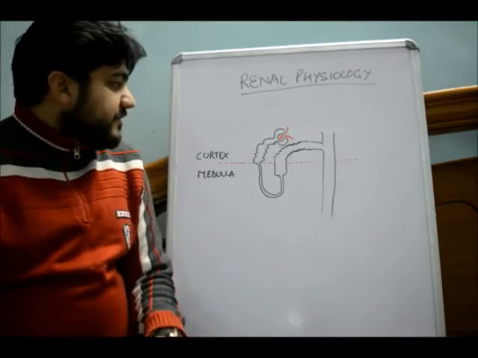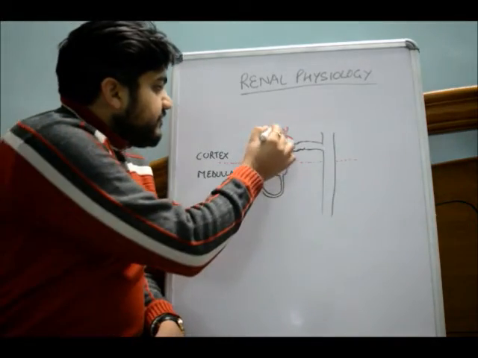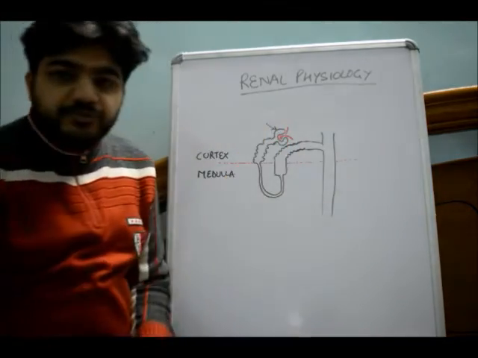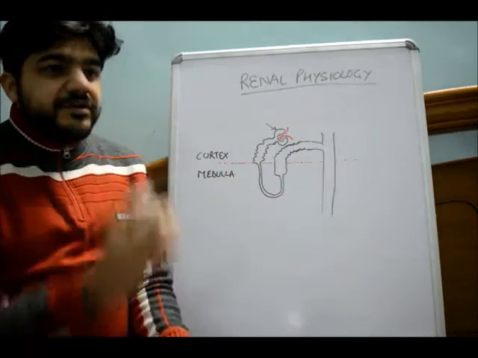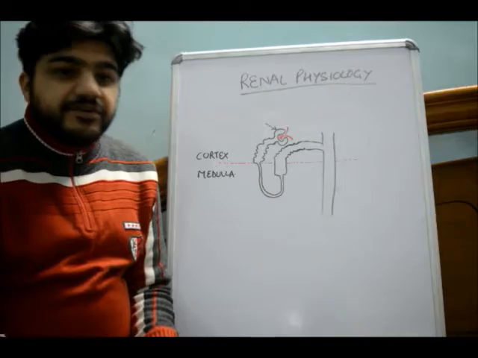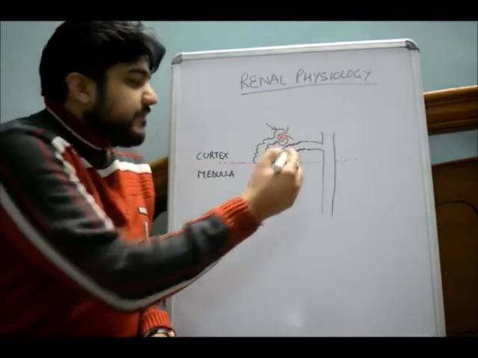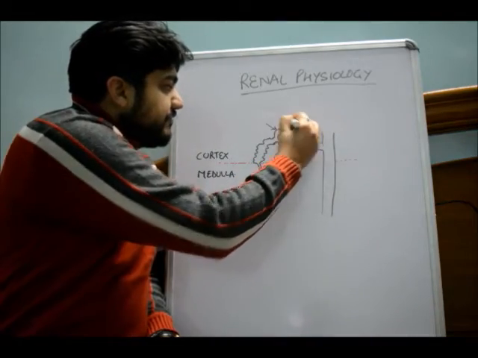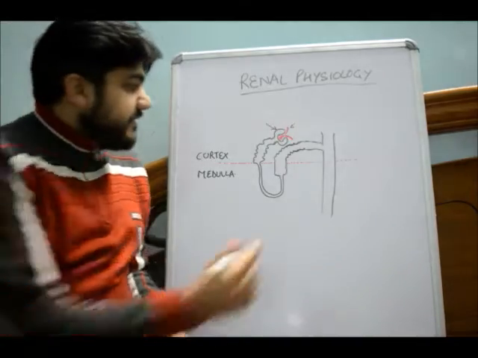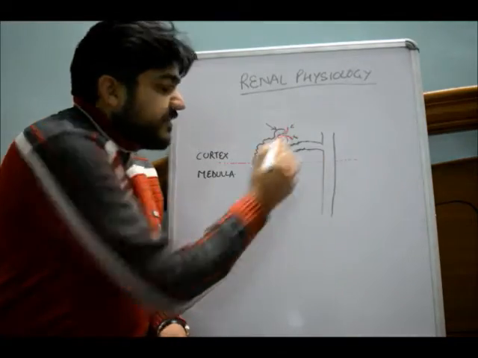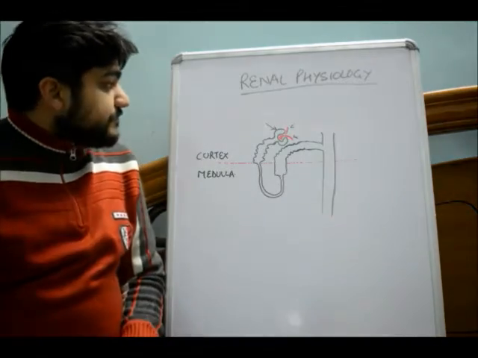To begin with, there is one Bowman's capsule over here. This structure is called a Bowman's capsule, and in it there is a tuft of capillaries, what we call the glomerular capillaries. This capillary is supplied by one arteriole, the afferent arteriole, which brings blood to this, and then there is another one, the efferent arteriole, which takes the blood away from the glomerular capillary.